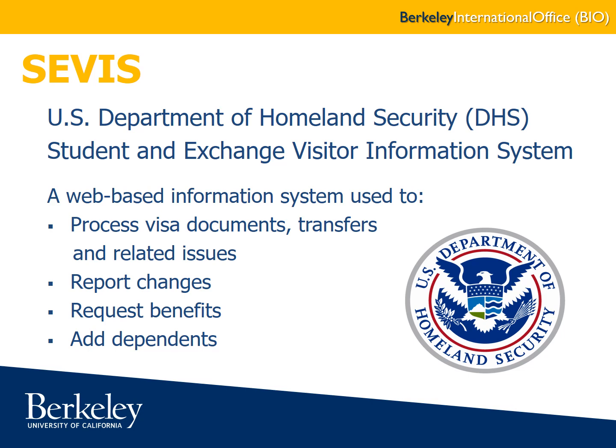The U.S. Department of Homeland Security Student and Exchange Visitor Information System, also known as SEVIS, is a web-based information system used to process visa documents such as the Form DS 2019. It is also used to report changes, request benefits such as extensions, transfers, and add dependents. We will use the SEVIS system to report your arrival once you follow the instructions to report your arrival to Berkeley International Office through the J-Scholar portal.